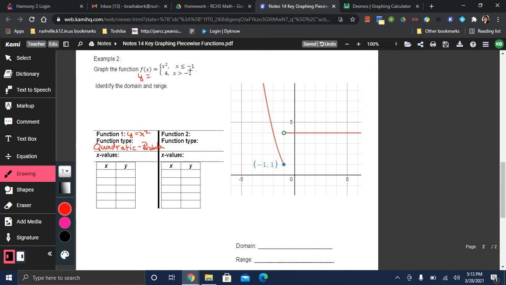The x values are supposed to start when x is less than or equal to -1. If we were making a table for this, we'd have -1, and then we want to go under that. So -2, -3, -4, and -5. And so let's go to Desmos and type that in.